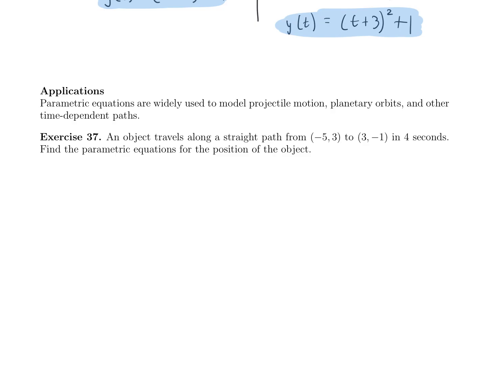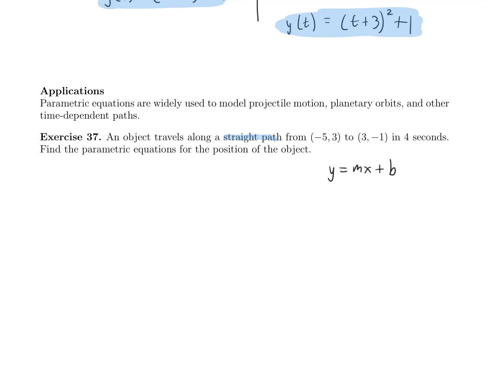All right, so here for this example, they say an object travels along a straight path from -5, 3 to 3, -1 in 4 seconds. Find the parametric equations for the position of the object. Well, they do say that it is a straight path, so that means we're looking at a straight line here. So we can write a Cartesian equation, since we know how to find the slope between 2 points, and we can also find the y equals mx plus b line. So let's do that. Let's go y equals mx plus b. That's the equation of a line.